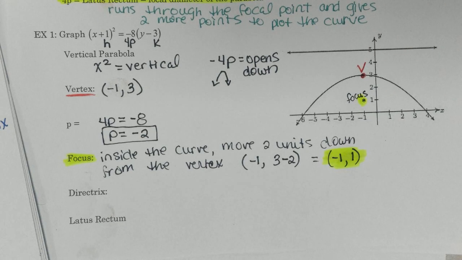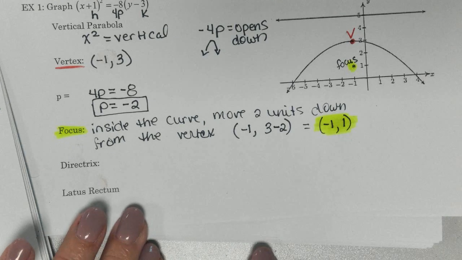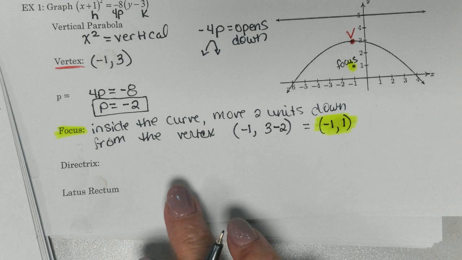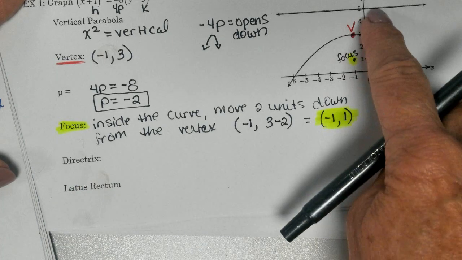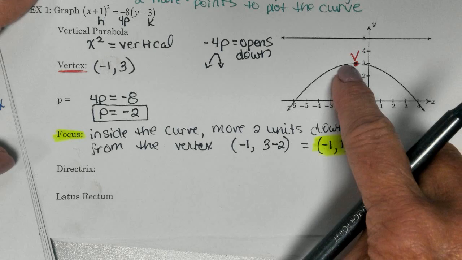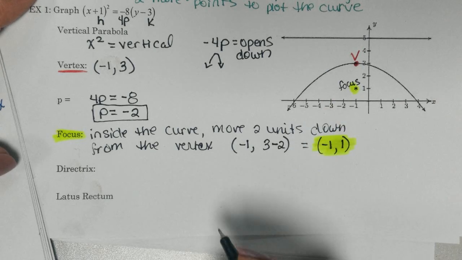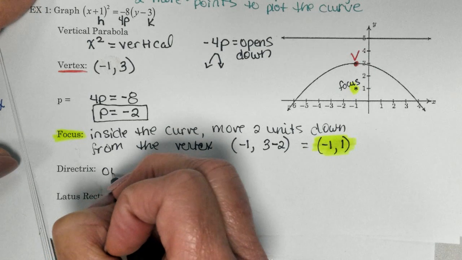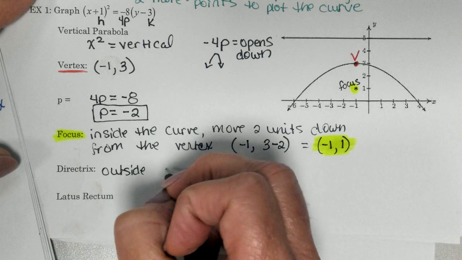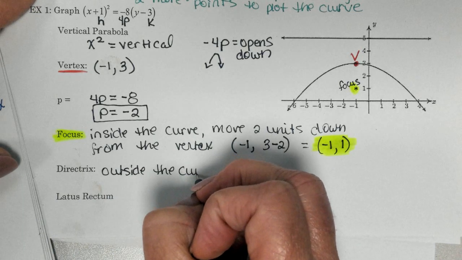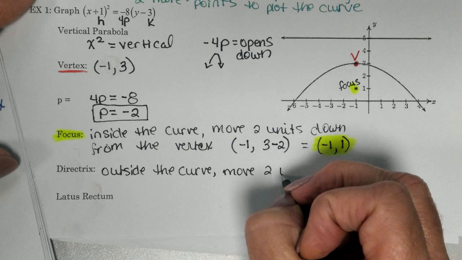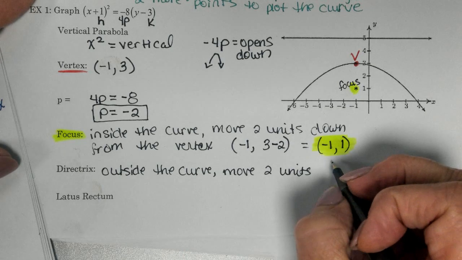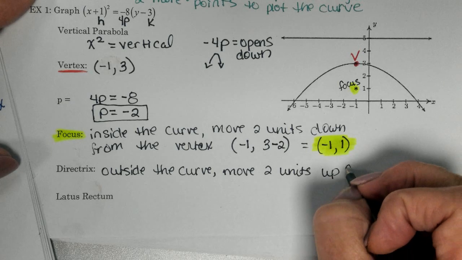Now I want to show you how to use the latus rectum, or let's go ahead and do the directrix first, and then we'll get the latus rectum. So your directrix is outside of the curve, so it's going the opposite direction from the vertex. So the directrix is outside the curve. So move 2 units up from the vertex.